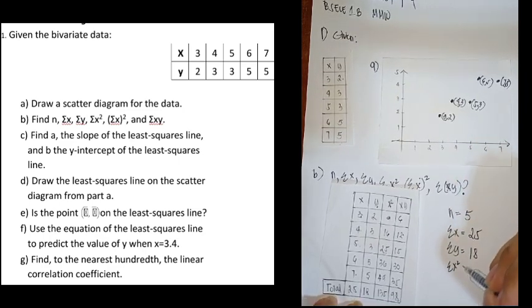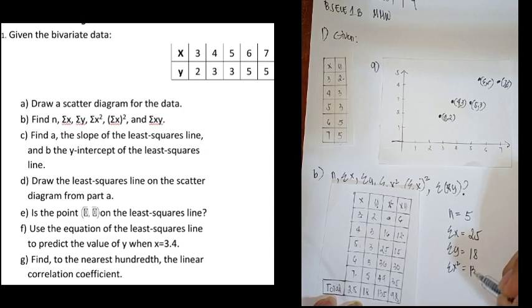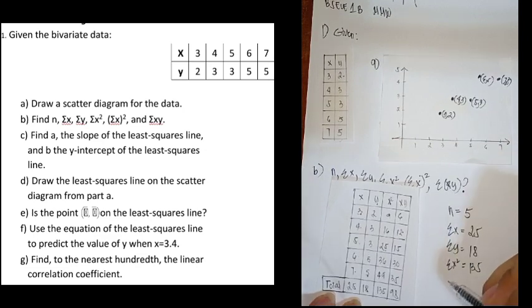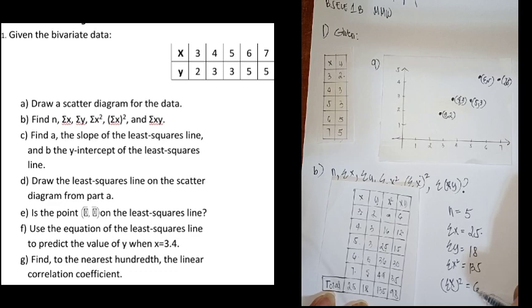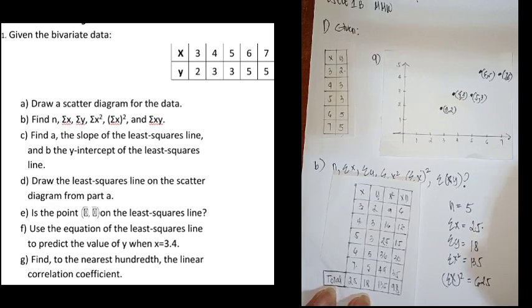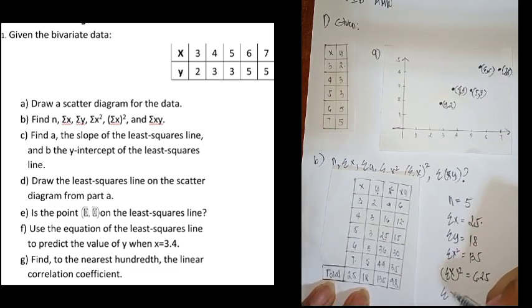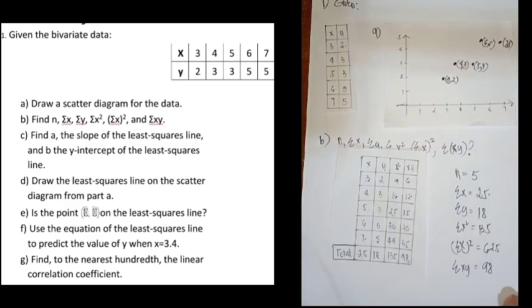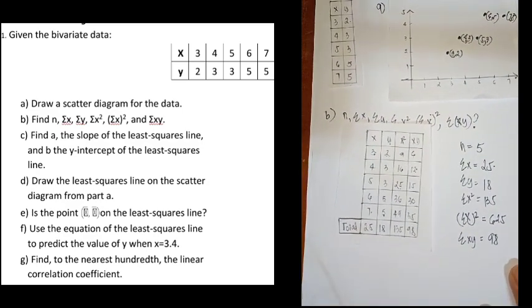Summation of x squared is 135. Then the square of summation of x is 25 squared, equal to 625. Then summation of x and y is equal to 98.